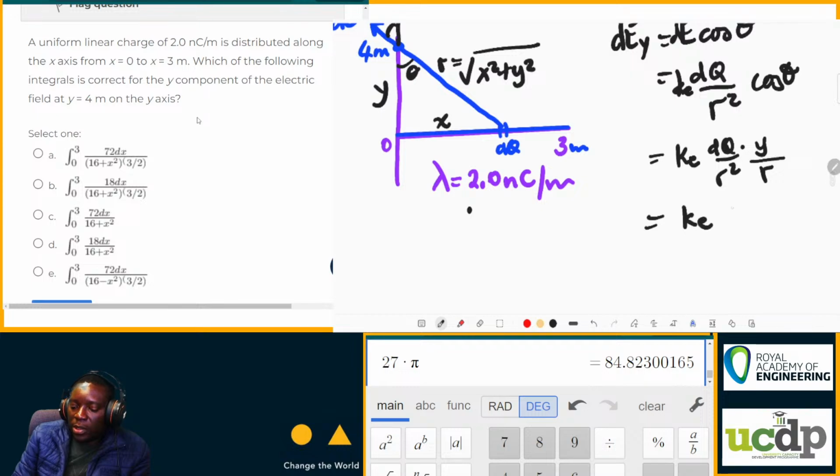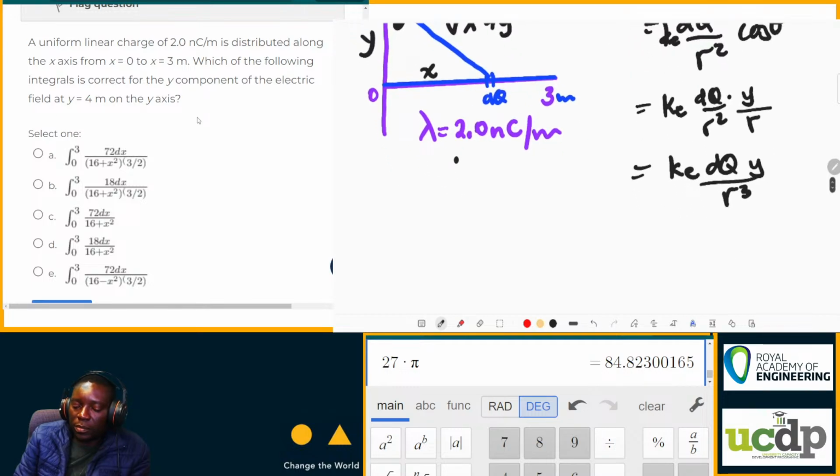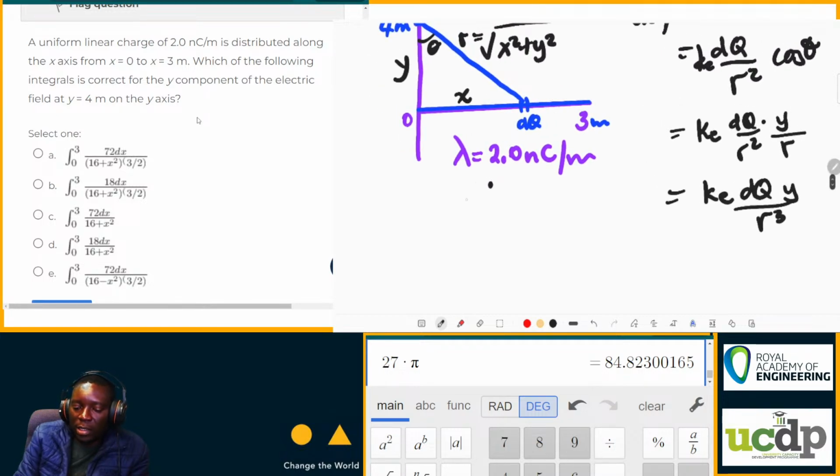So this becomes Ke dq times y over r cubed. And therefore the integral in this case is in terms of dx. So we express our lambda in terms of dx: dq is equal to lambda dx. So we change variable there.